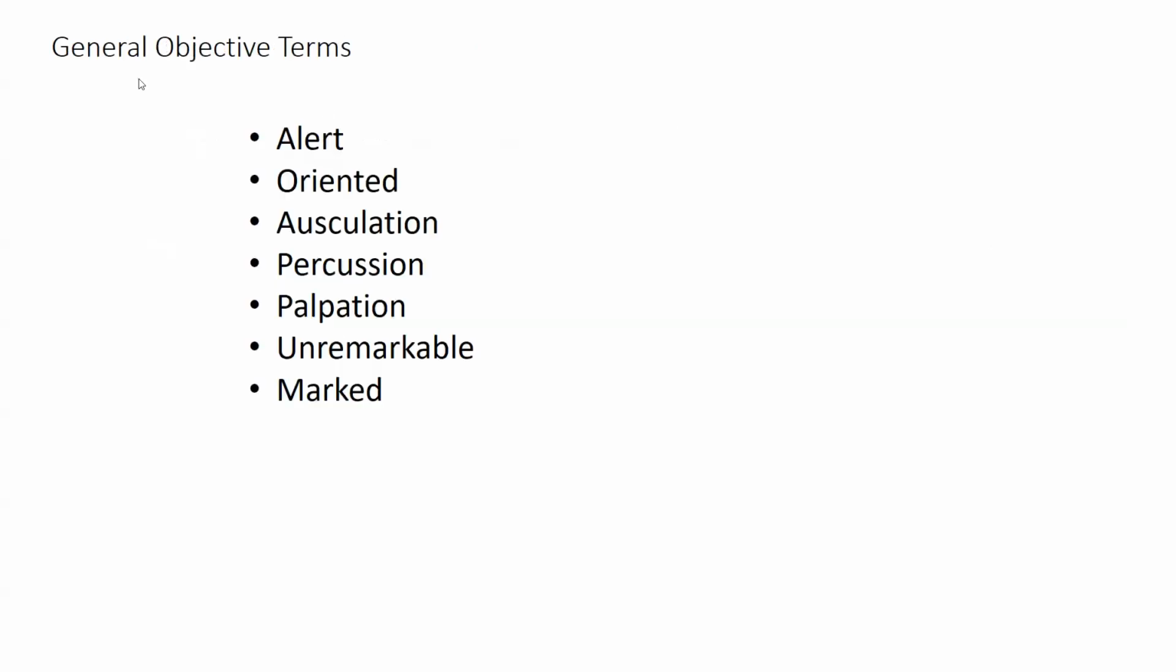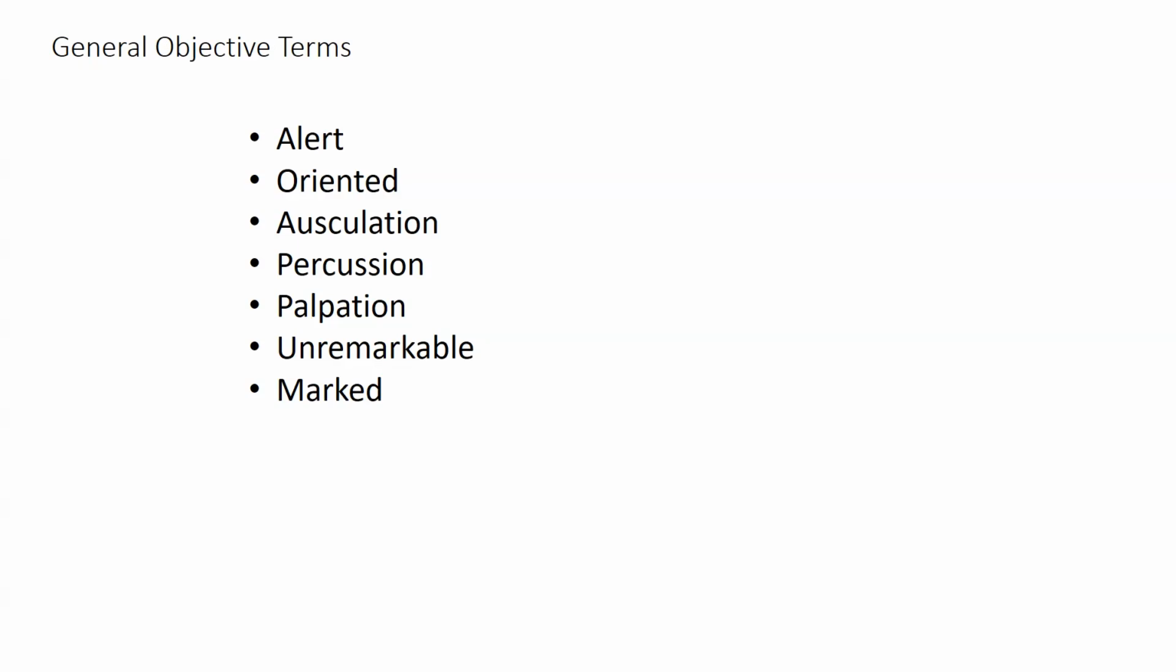Some general terms that you find in the objective section: the patient was alert. In other words, they were responsive. They could answer questions. They were there. Oriented means that they knew what day it was. They knew where they were, who the president was, that kind of information. Osculation refers to listening to something. So on osculations, the lungs sounded congested, something like that.